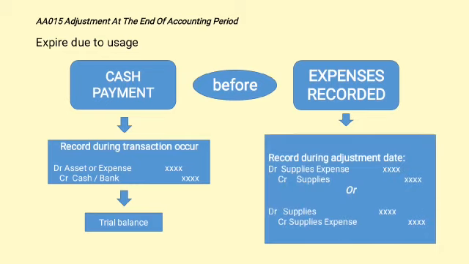There are two methods of recording, and it depends on how we record during the transaction. The first method is to record as debit supplies expense, credit supplies, or second, debit supplies, credit supplies expense.